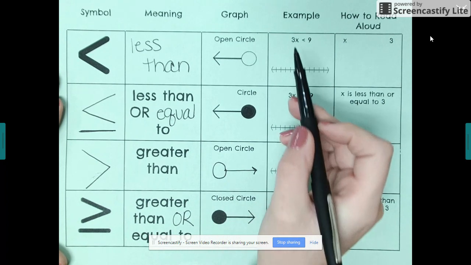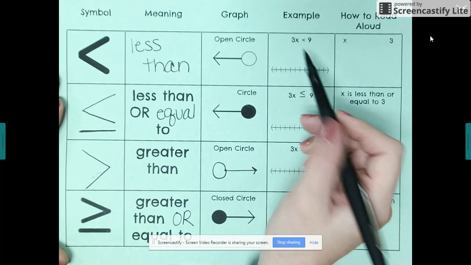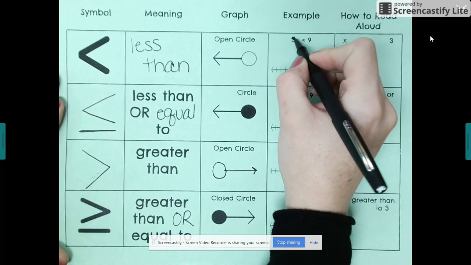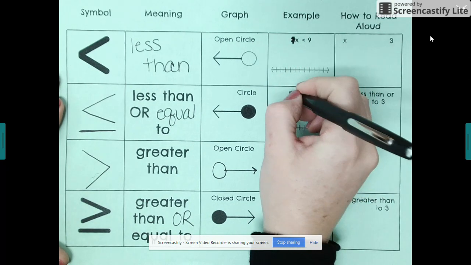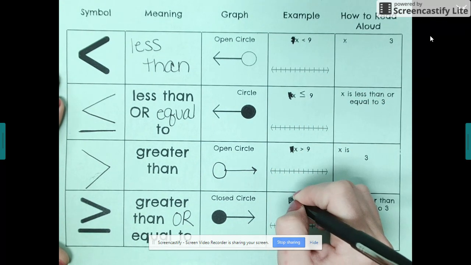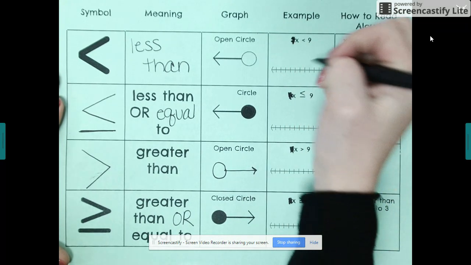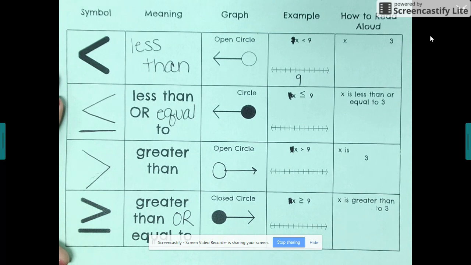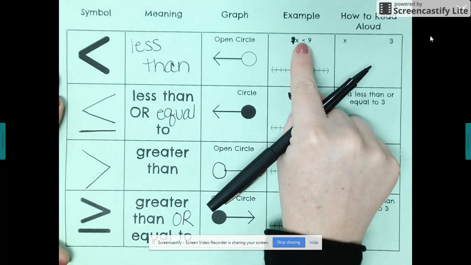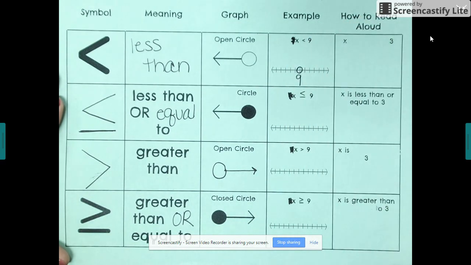Okay, so these are a little bit difficult because we have to divide by a 3. But we're going to just erase this 3. So let's go ahead and just erase all of those 3's here for us. Now, x is less than 9. So let's just put a 9 right here. Okay? So is it going to be an open or closed? Does it have a line underneath? No. So it's going to be an open circle.